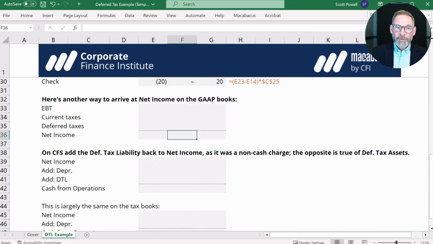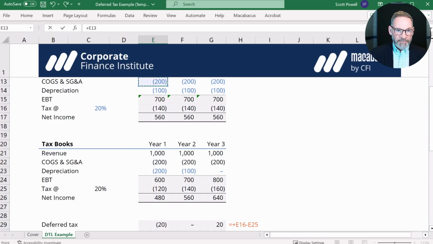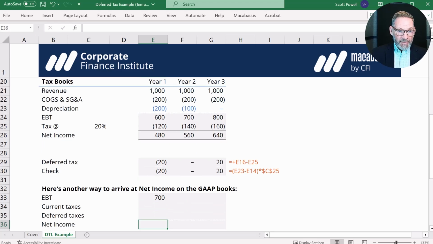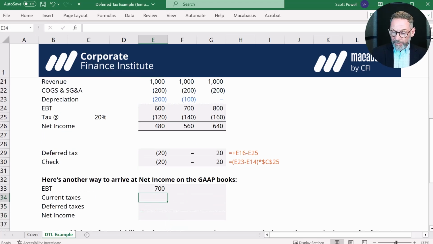So here's another way to arrive at net income on the GAAP books. And this is what you'll often see. You'll see on the income statement two line items for tax, current taxes and deferred taxes. Well, what do we mean? Well, earnings before tax we know is 700. We know what our current taxes are: what we actually paid, which is the 120. But we also owe deferred taxes of 20.